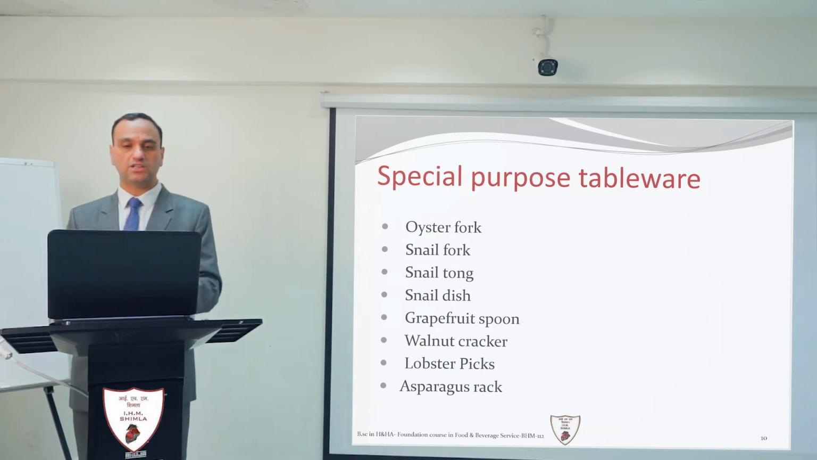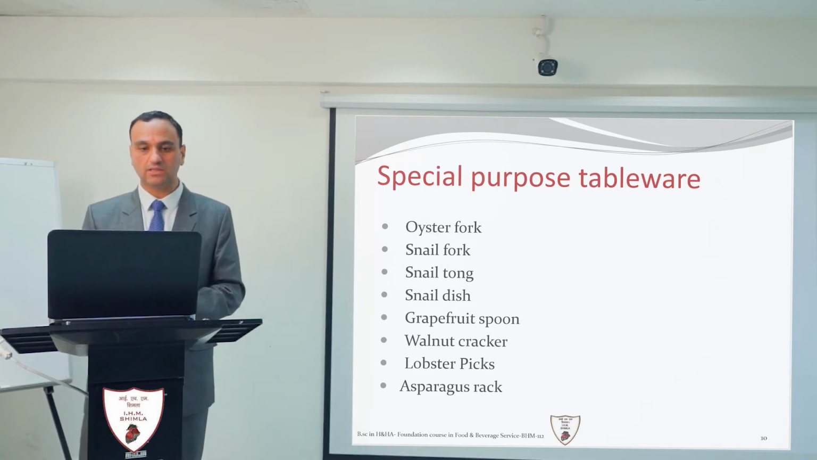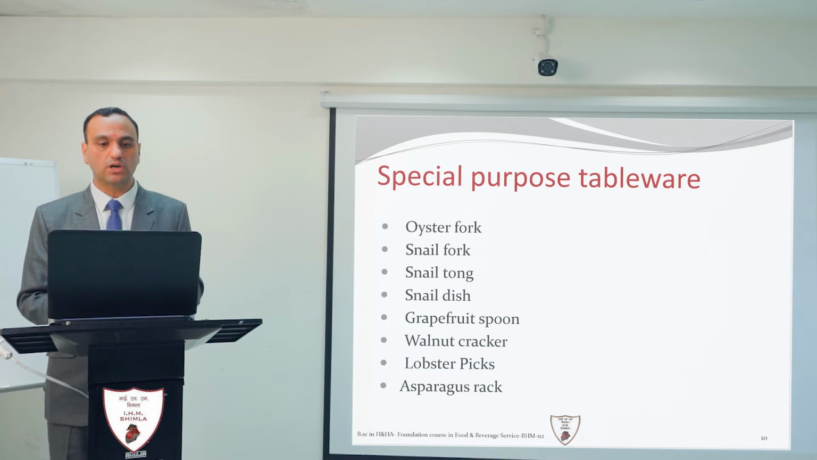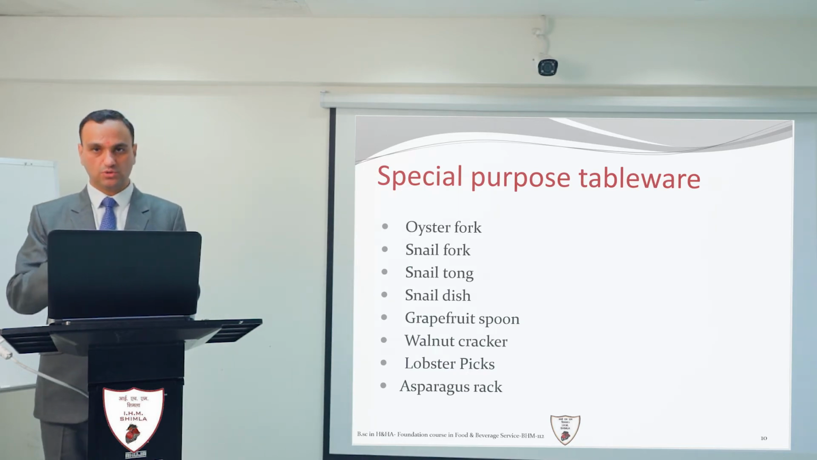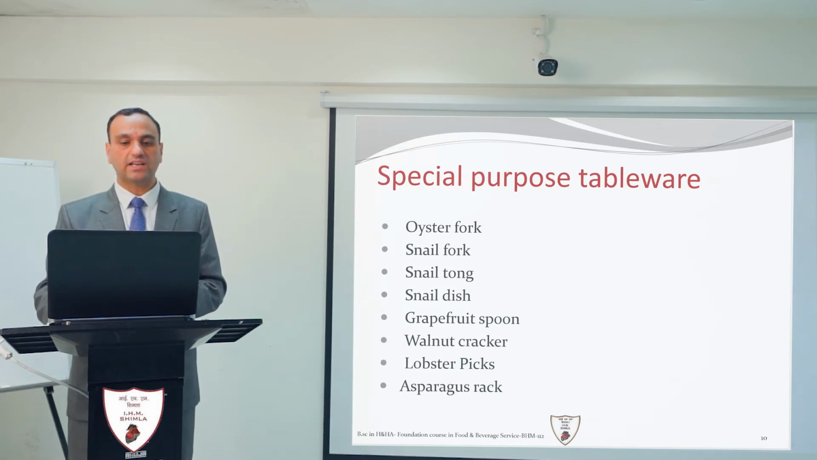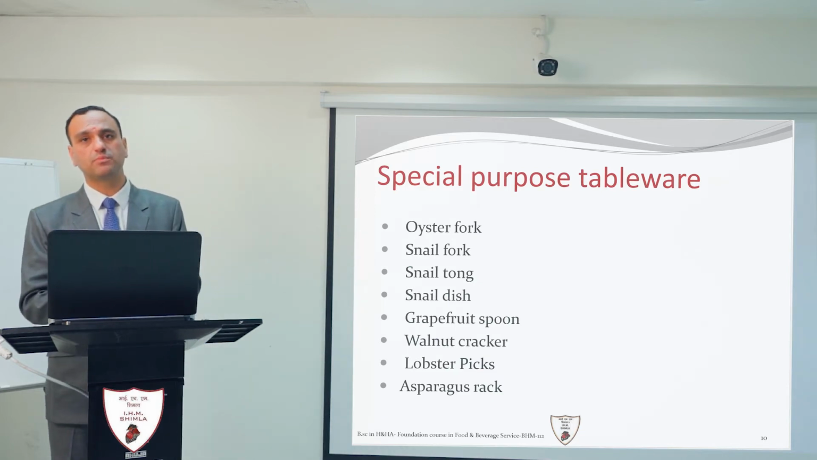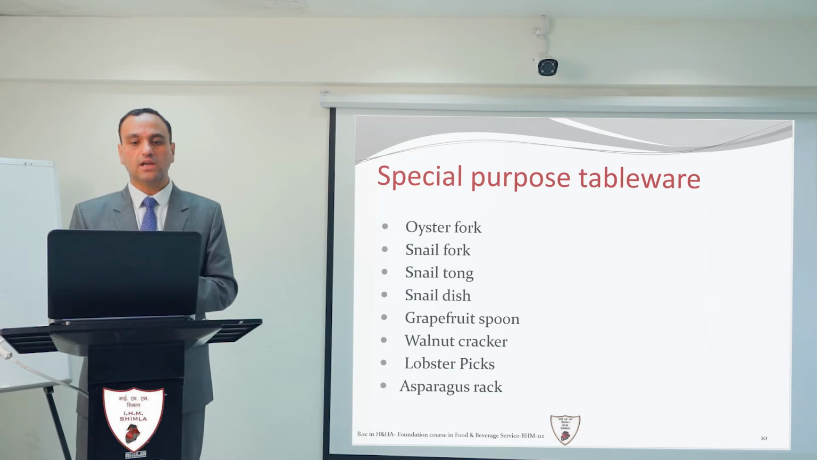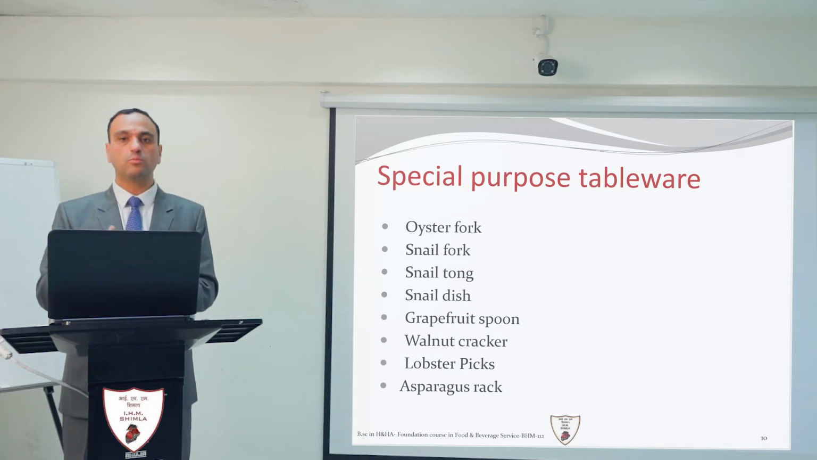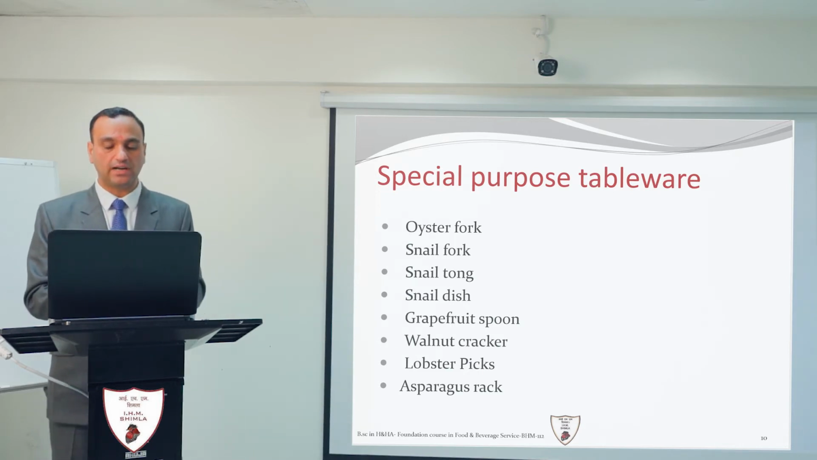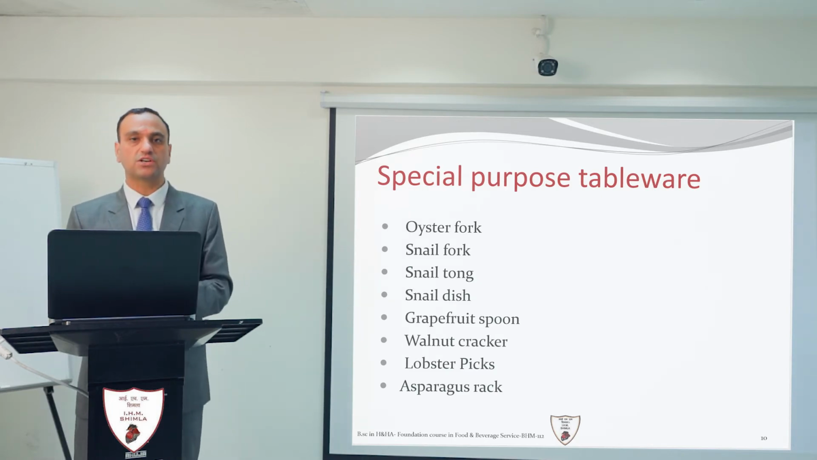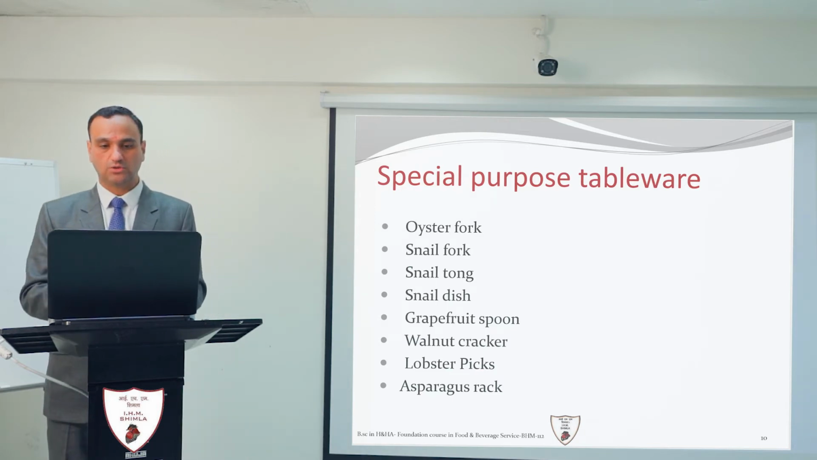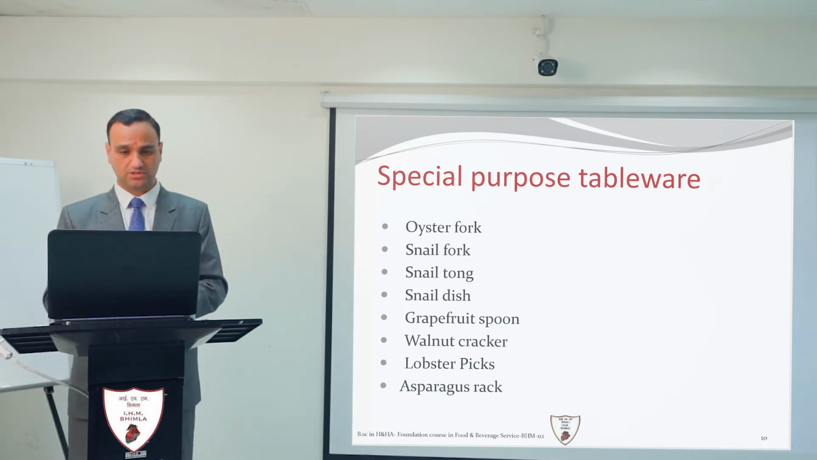Next there are other special purpose tablewares. For example, there's an oyster fork, which is used for serving oysters or to have the oysters. Next is a snail's fork. The snail's fork is utilized to have the snails, and the snail's tongs will be utilized to take the snails to the plate, and that is how we use the snail's tongs. Next is the snail dish. A snail dish is to serve the snails to the guest, so that is how we are going to utilize these snail dishes.